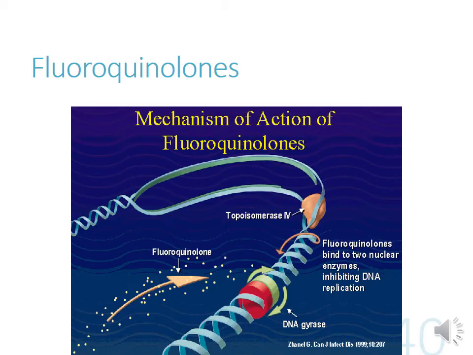So looking at the mechanism here, you can see both the DNA gyrase and the topoisomerase 4, which are usually used to loosen up the DNA so it can open up and be read. But by preventing that, you see more DNA strand breaks and eventual cell death.